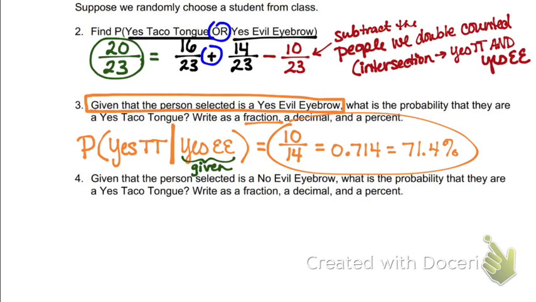The reason we want to take our decimal out at least 3 places is if all I said was 71%, this is really closer to 71.5%. And that gives me some additional information. 71 and almost a half is different than 71%. I want you guys to try number 4 on your own.